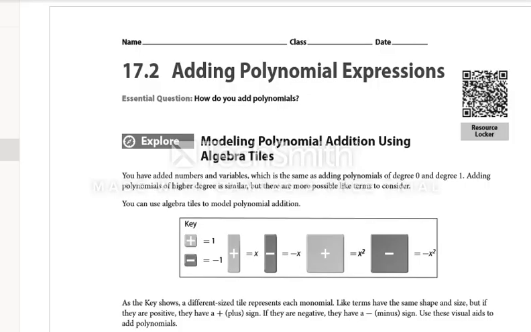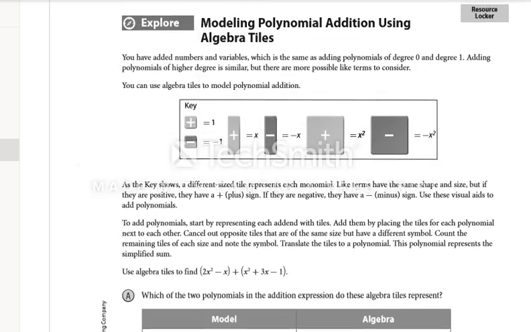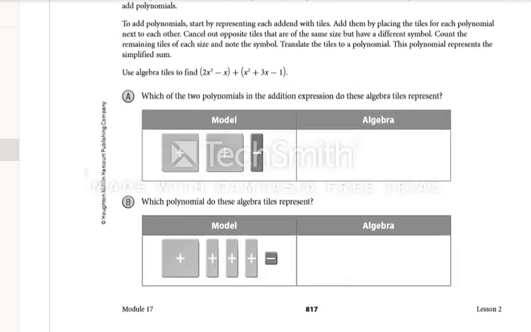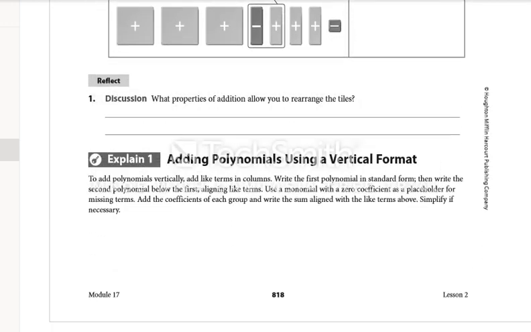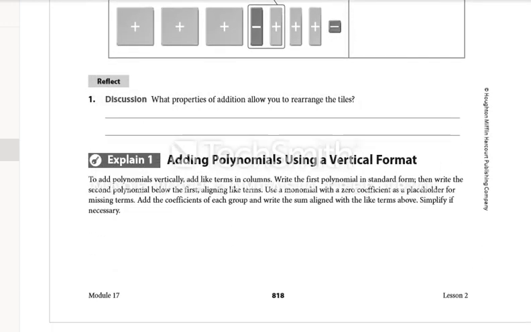Today we are going to look at 17.2, adding polynomial expressions. We are going to skip over the Explorer, so turn in your book to page 818 and we will start with Explain 1. So this is just a method for adding polynomials. It's going to be using a vertical format. We're going to write them in standard form.